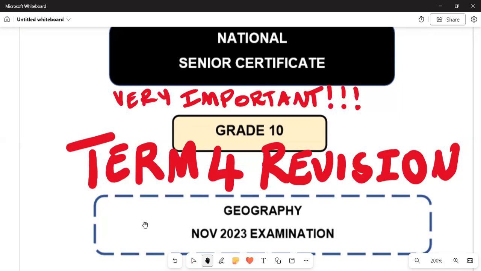And today we are going to look into anticipating geography. This is grade 10 and it is term 4 revision. Watch this module up until the end of it because of the last important aspect. They are the most essential tool of reference pertaining to the examination. Bear in mind that this is a revision based on the paper which was written last year, November 2023.